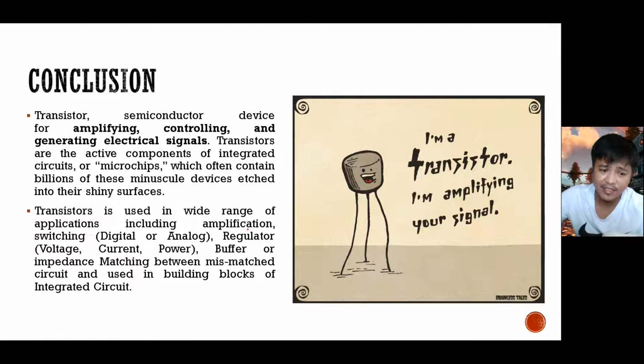And transistors are used in a wide range of applications, including amplification, switching, either digital or analog, regulator in voltage, current, and power, buffer or impedance matching between mismatched circuits, and used in building blocks of integrated circuits. So basically, this ends my presentation for these transistors.